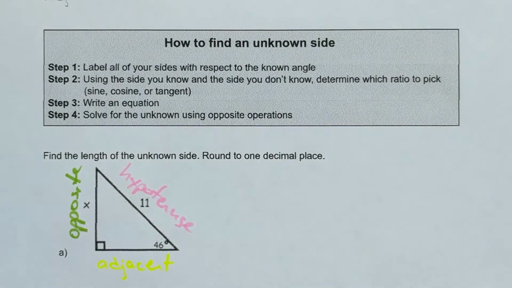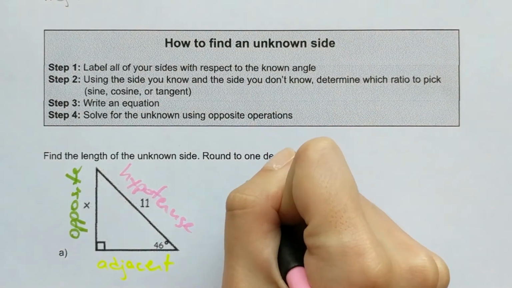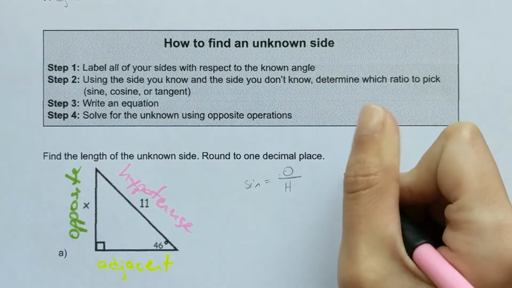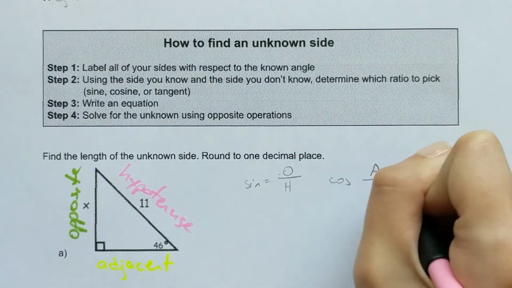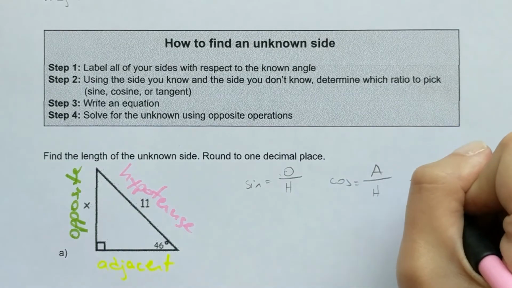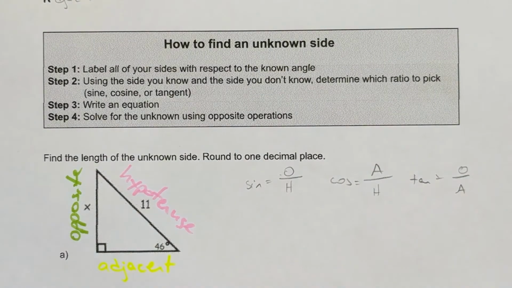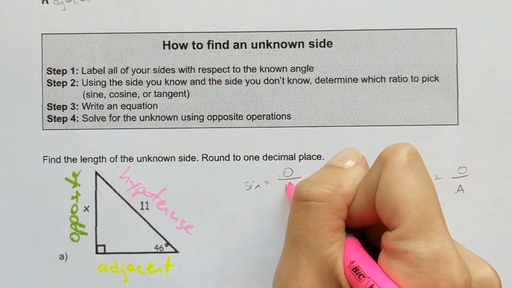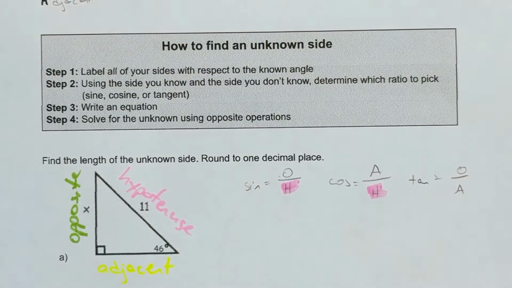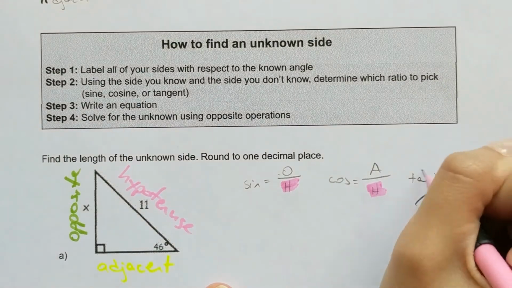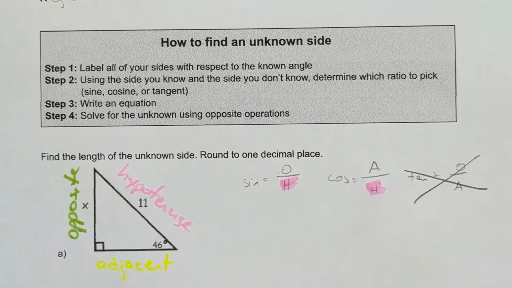So if I want to write out my three ratios here, okay, I'm going to say sine is opposite over hypotenuse, cos is adjacent over hypotenuse, and tan is opposite over adjacent. So I need to say, okay, I have my hypotenuse, and therefore I need to pick a ratio that has a hypotenuse in it. There's a hypotenuse in sine, and there's a hypotenuse in cosine. There is not a hypotenuse in tan, so I'm going to rule out tan. And then I need to say, okay, well, I need to find x.